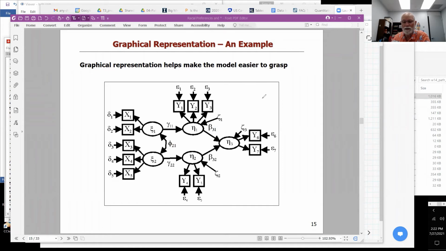Okay, this graphical representation goes into a lot of detail. There are other things here. If it's an endogenous variable, an eta, we could think of it as having explained and unexplained variance. The explained variance comes from the variation in eta 1 that comes about from being predicted by psi 1. And then there's an error term that represents its unexplained variation.